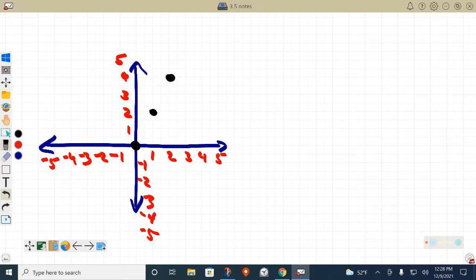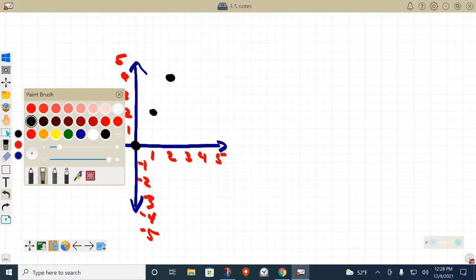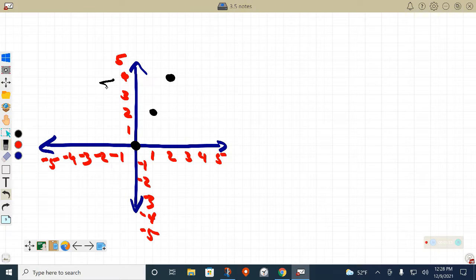Okay, let's pretend that the y-axis represents, I'm just going to make this up on the spot, burgers, hamburgers made. So the y-axis right here represents hamburgers, and the x-axis represents minutes.